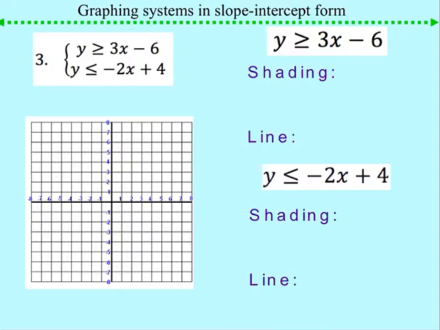For number 3, we're going to do some more decision making. I noticed for the first one that the alligator's opening towards the y, so I need to shade up.